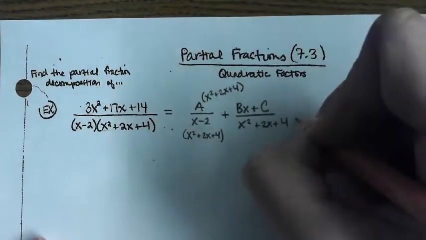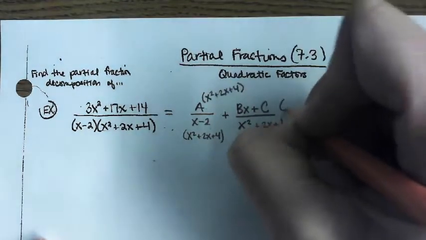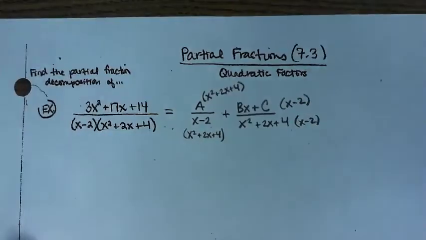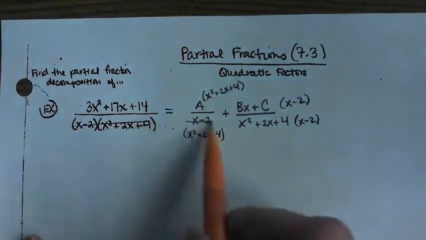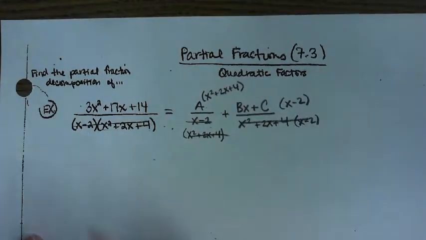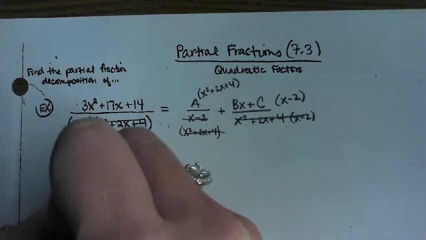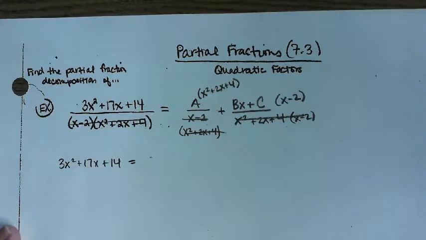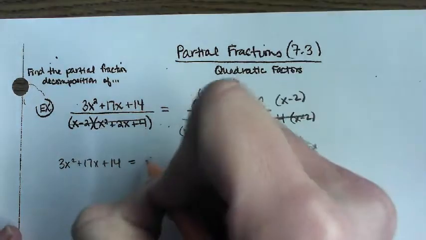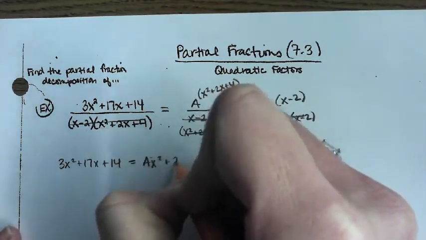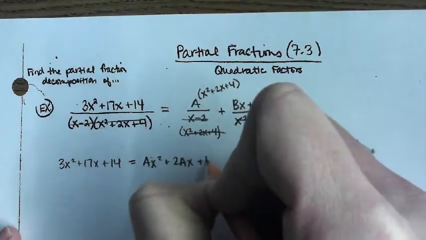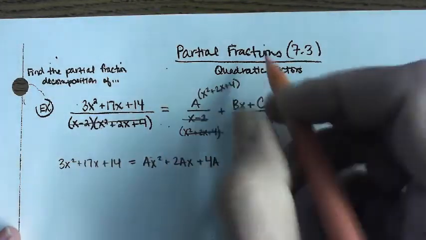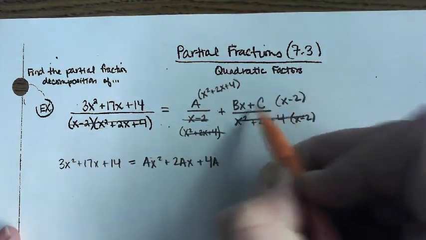This one needs an x minus 2. This one needs an x minus 2. So we can drop, drop, drop. So 3x squared plus 17x plus 14, and we have a little legwork to do on our distribution on the right. So we have ax squared plus 2ax plus 4a. Here we have to FOIL, yes? Binomial times binomial.